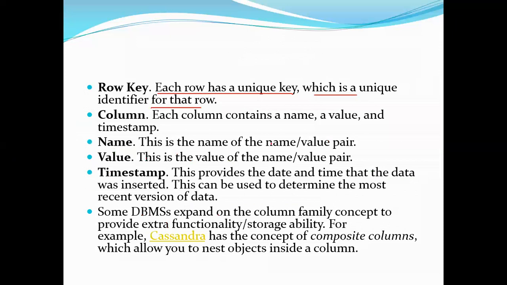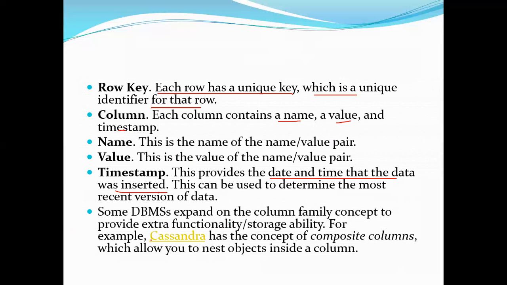Next, the column. In a column, what do you have? Name, value, and timestamp. Timestamp is nothing but, as I already told you, the date and time when it was inserted. Some DBMS expand on the column family concept to provide extra functionality and storage ability. So there are also different kinds of column family databases.